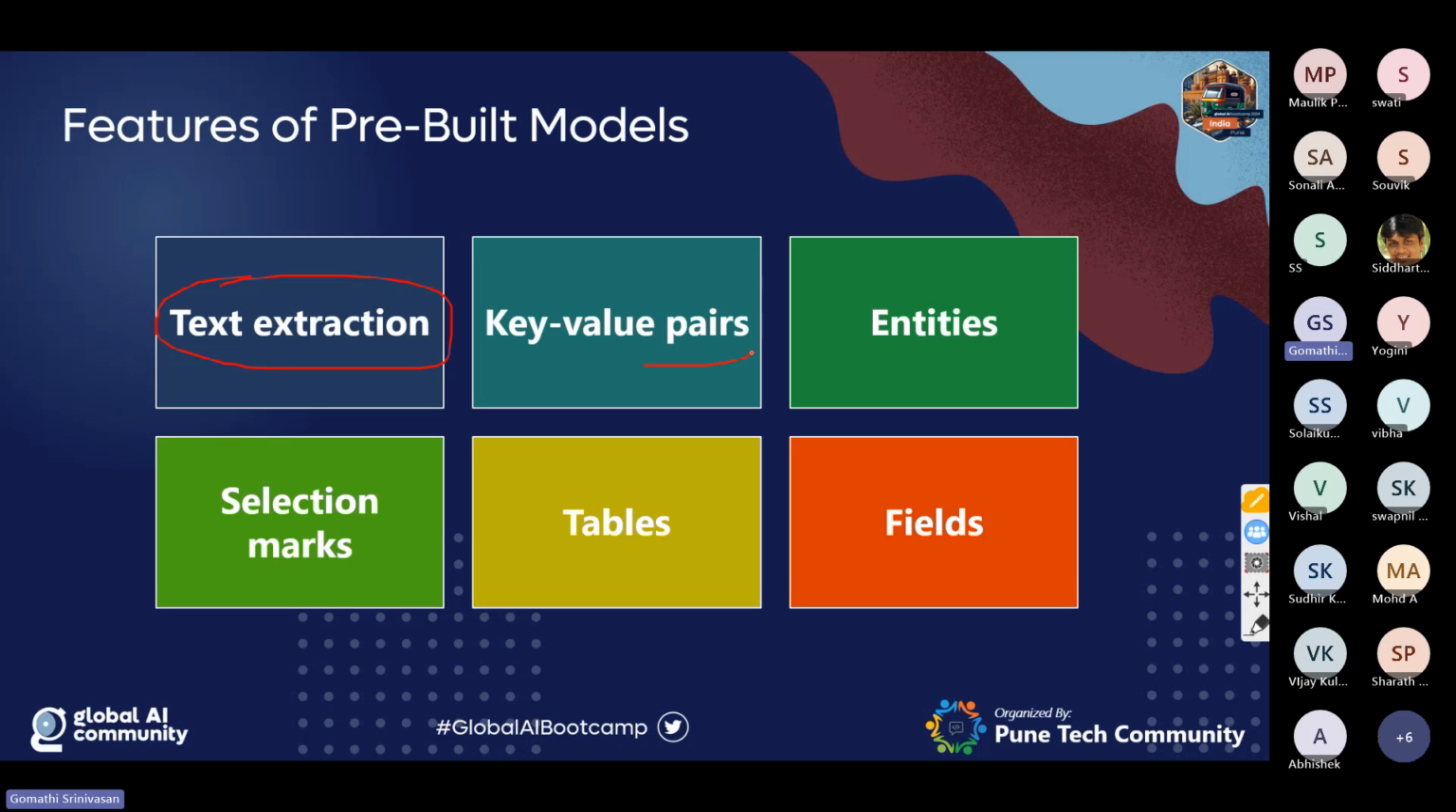For example, a typical key might be like a weight and its value might be 31 kg. Height means what it is, a centimeter or inches, like that. So it's a key value pairs.